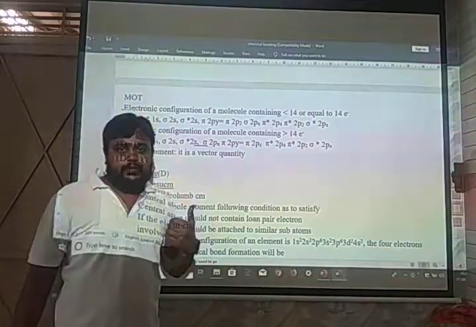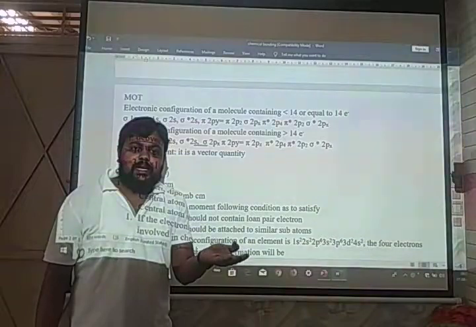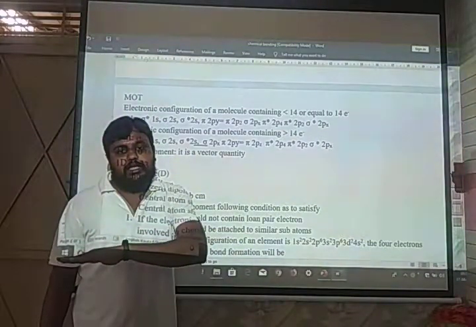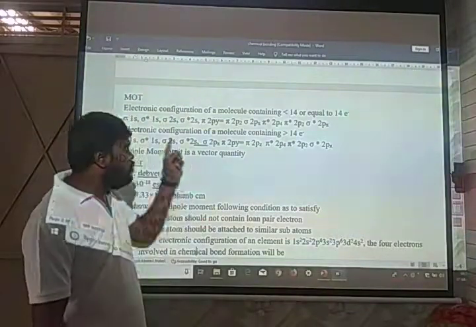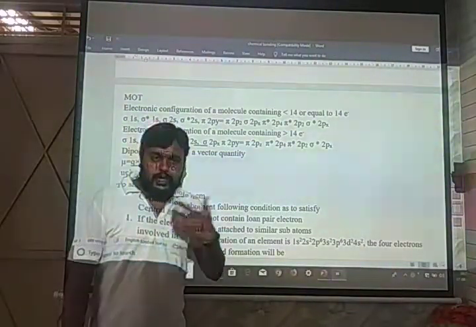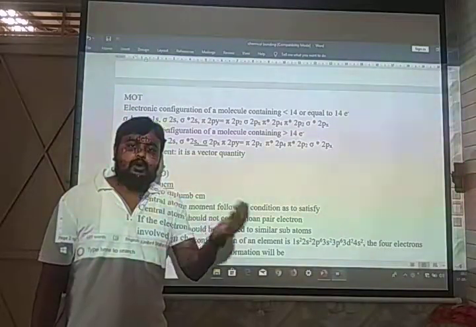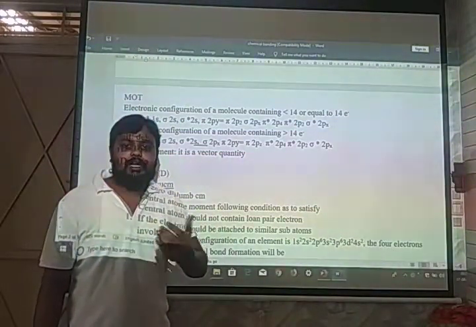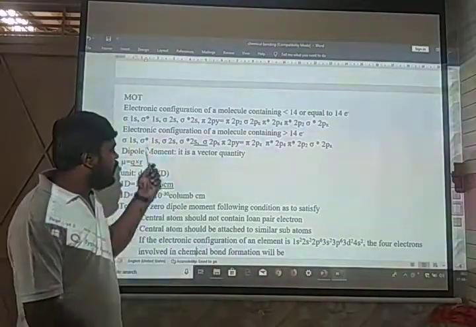If you take nitrogen, two nitrogen atoms are there, N2 formula. So here one nitrogen carrying 7 electrons, similarly another nitrogen carrying 7 electrons, 7 plus 7, 14. This is equal to 14. That means you have to follow this order. So if you take oxygen, O2 molecule, two oxygen atoms will be there. So both oxygens containing 8 electrons, total number of electrons here is 16. That is more than 14. You have to follow this order.